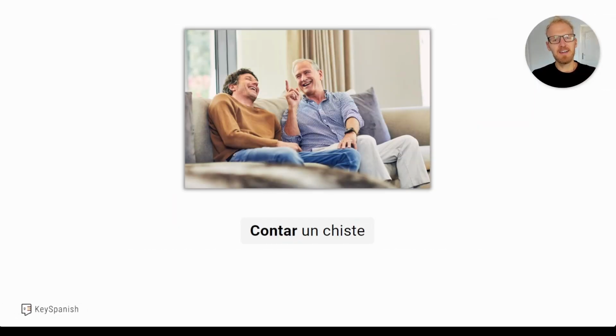And contar is also used to tell a joke. We said events, also stories, anecdotes, but jokes too. That's why we say contar un chiste. Chiste means joke. You will never say decir un chiste. And I thought this would be a great opportunity to tell you a joke in Spanish. And let's see if you can understand it or not.